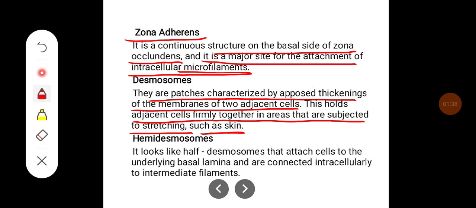Whereas hemidesmosomes look like half desmosomes and attach cells to the underlying basal lamina, and are connected intracellularly to intermediate filaments.